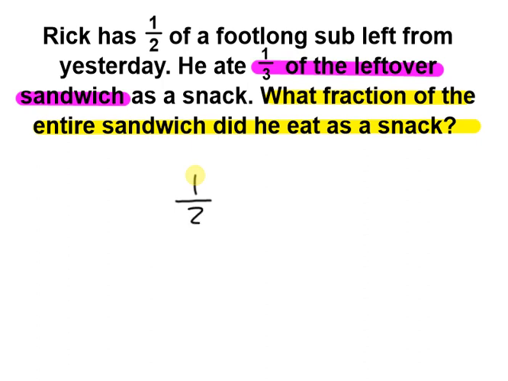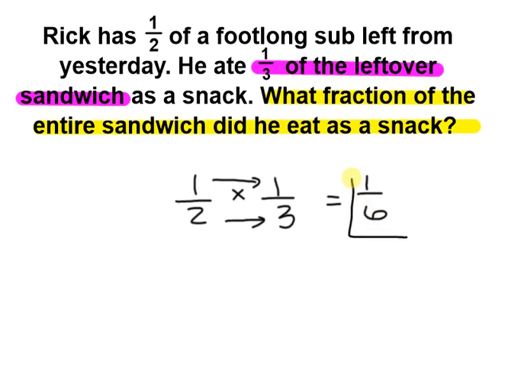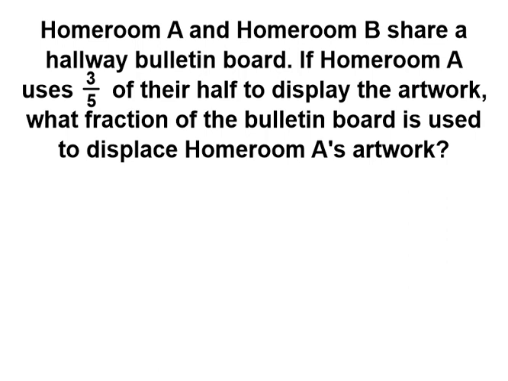So I'm going to do 1/2 times 1/3. And I'm just going to simply multiply straight across. 1 times 1 is 1. 2 times 3 is 6. And so my answer is that he ate 1/6 of the entire sandwich as a snack. All right, let's take a look at the next problem.